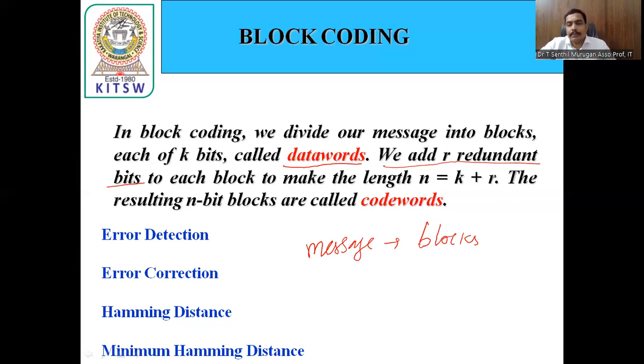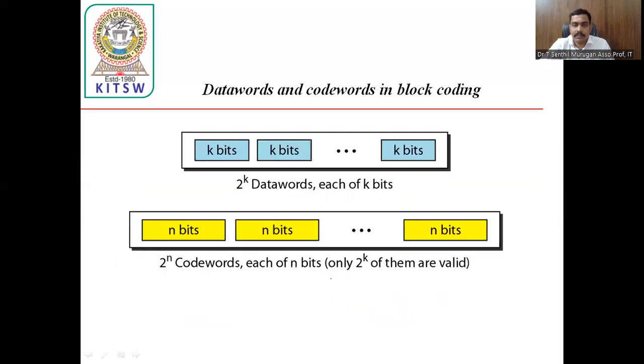The total number of bits is n equal to k plus r, where k is the number of data bits and r is the number of redundancy bits. This total n is considered the code word. In this lecture, we are going to discuss what error detection is, how to correct errors, what Hamming distance is, and minimum Hamming distance.